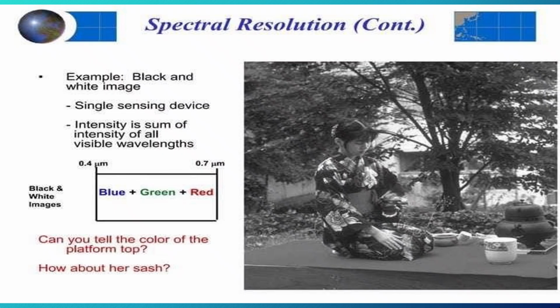That is why, in the example shown, we cannot tell the true color of the platform top or the girl's sash. This demonstrates that low spectral resolution, such as panchromatic imagery, provides less information about surface materials compared to multispectral or hyperspectral images, which capture separate wavelength bands.